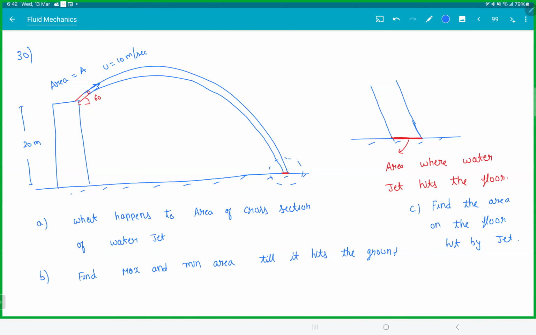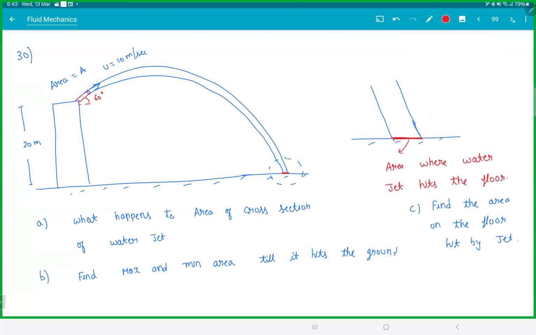Okay, get the remaining. So we have a water jet of area A. You're projecting it at 60 degrees at 10 meters per second. What will happen to the area of cross section of the water jet? Increase, decrease, increase and decrease, decrease and increase. So 4 options.